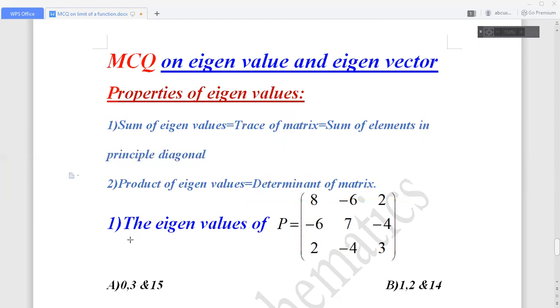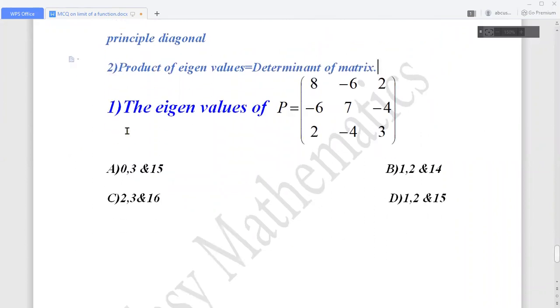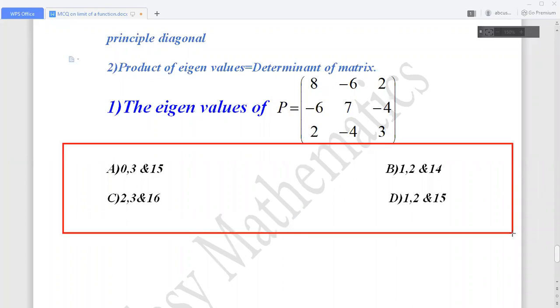Here I have taken one multiple choice question. Let's solve it by using the concept of these two properties. Let me read the question first. We have to find the eigenvalues for this matrix P, which is a 3 by 3 square matrix. Let's find all the possible eigenvalues for this matrix P. Four options are given, and we have to just choose the correct answer.